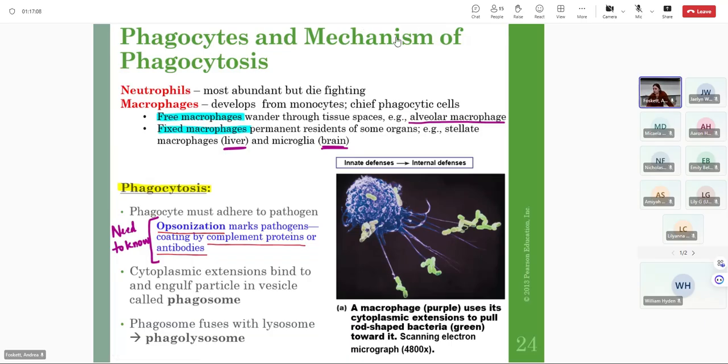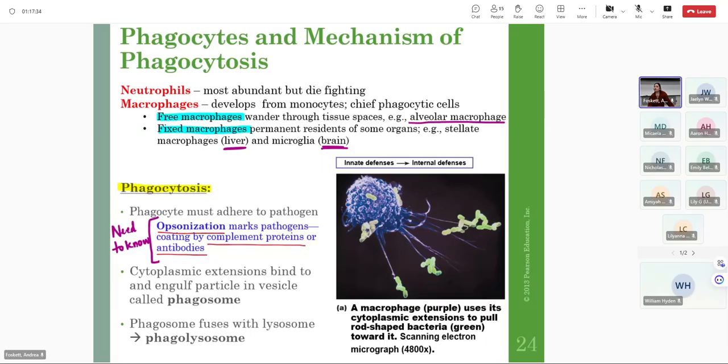About those macrophages, there are some macrophages that are fixed, meaning they don't move. They are resident macrophages. You're going to see this when we come back and talk about the digestive system: liver-related macrophages called stellate macrophages. They play a huge role in screening the blood that comes through the liver, detoxification, to basically prevent widespread dissemination of that pathogen.